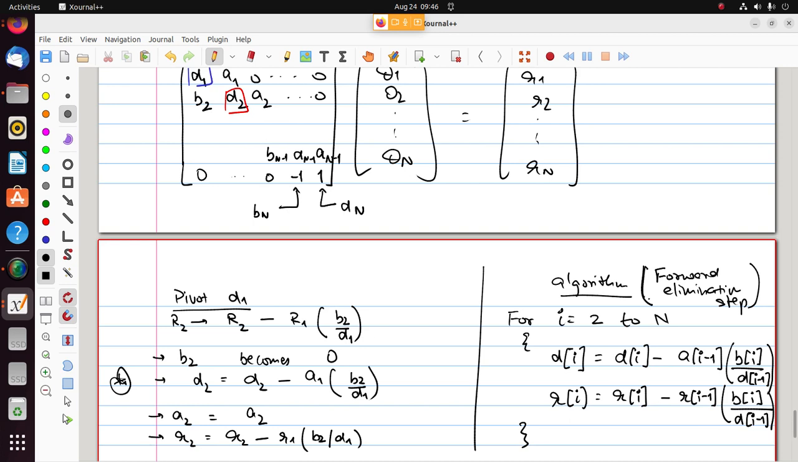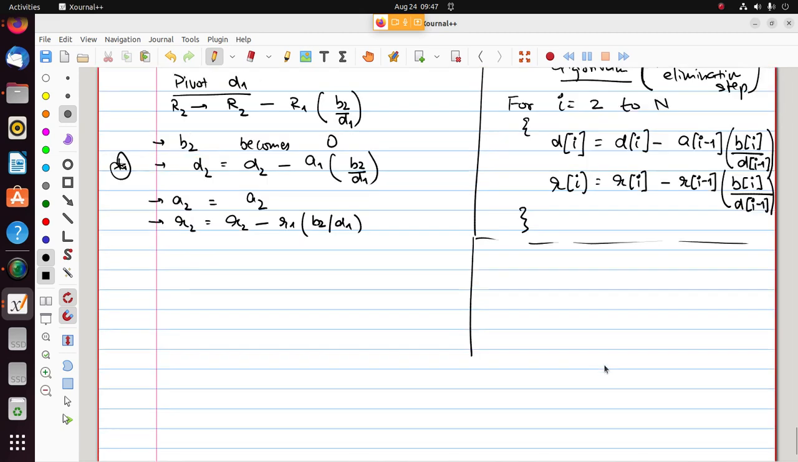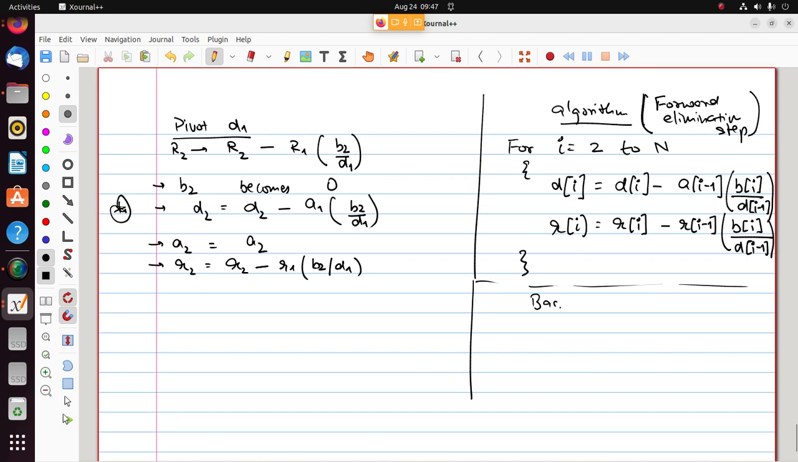So this was the forward elimination step. That's pretty much it. Next part is backward substitution. So in backward substitution, it's much more straightforward.